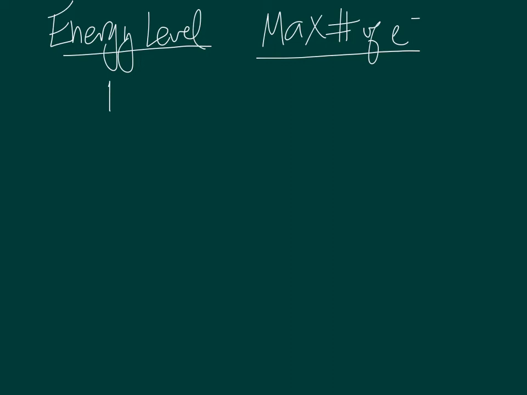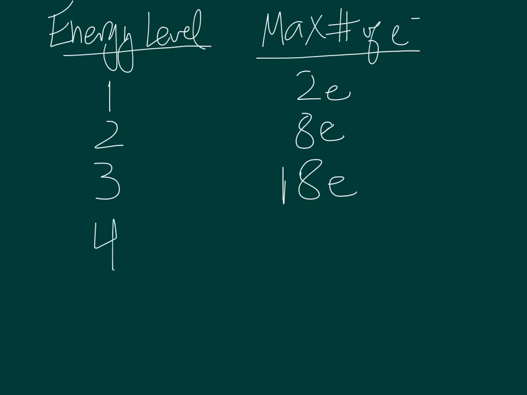On the first energy level, 2 electrons maximum can exist. On the second energy level, that's right, 8 electrons. On the third energy level, 18 electrons. And the fourth energy level, 32 electrons. There are higher energy levels, but that's all we're going to discuss for now.